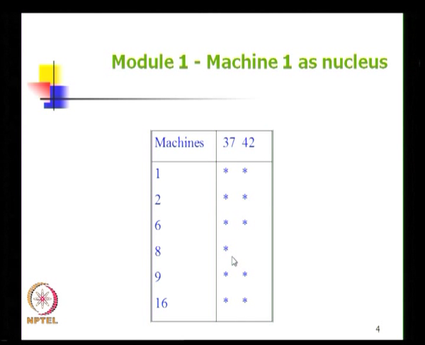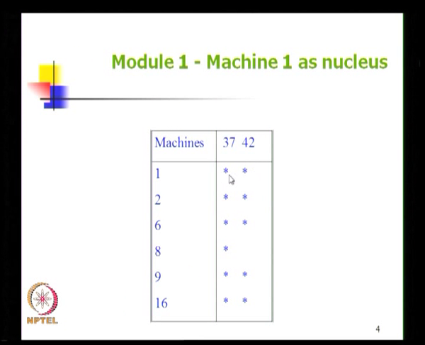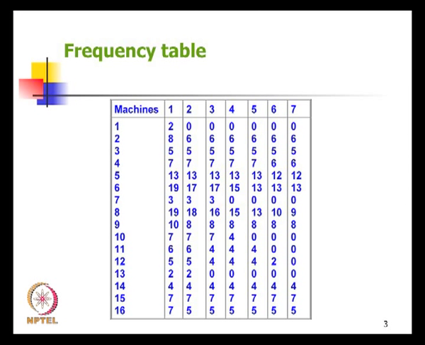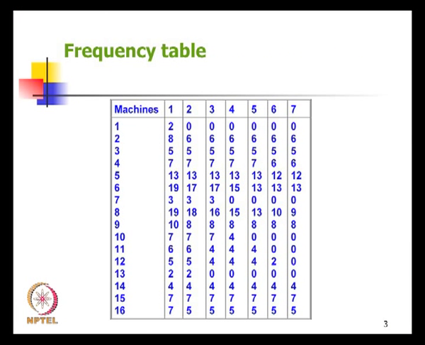Now, using this module, we update the frequency table by creating column number 2. For machine 1, the previous column had two components. Now, from this table, there is a frequency of 2, so the 2 becomes 0. For machine number 2, the previous number was 8. Now, both the components visit machine number 2, therefore, 8 becomes 6.